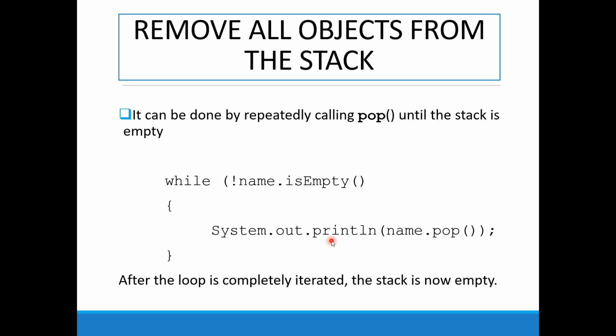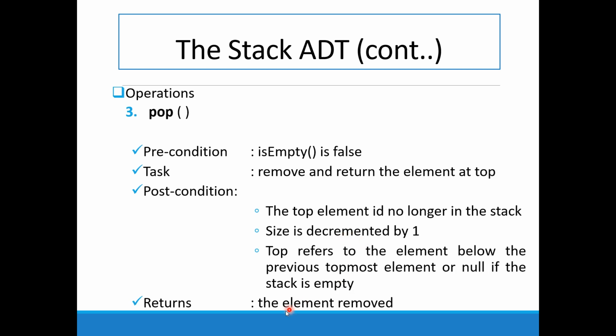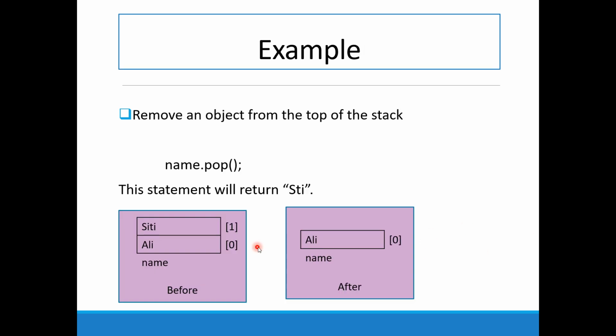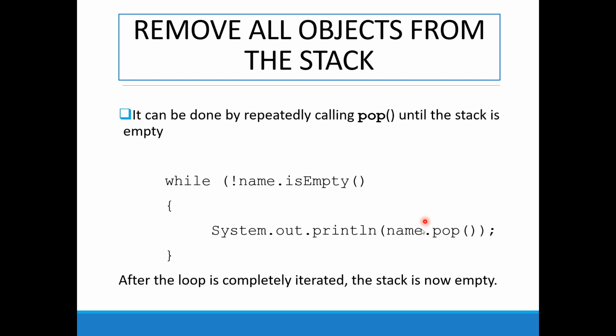Apakah data untuk elemen yang dia keluarkan tu, dia removekan tu, dia popkan tu. Sebab apa? Sebab bila kita pop also can return the element removed. So we can use it. We can use System dot out dot println name dot pop. So dia akan display macam tadi, dia akan display city, kan? Dia akan display sini city.